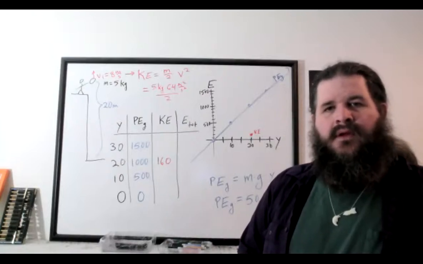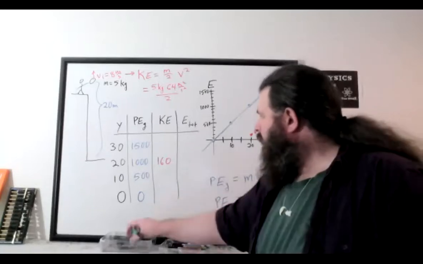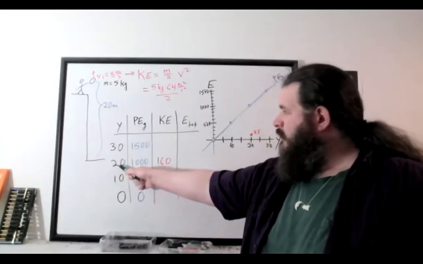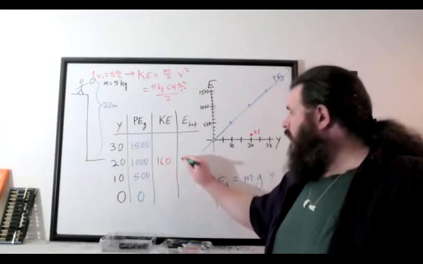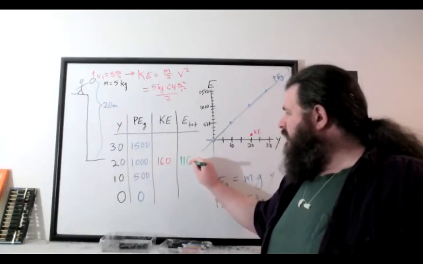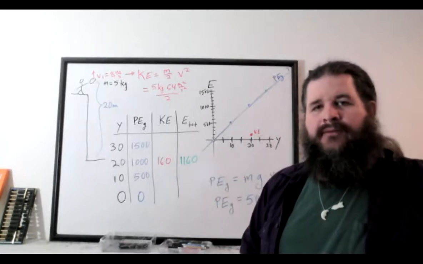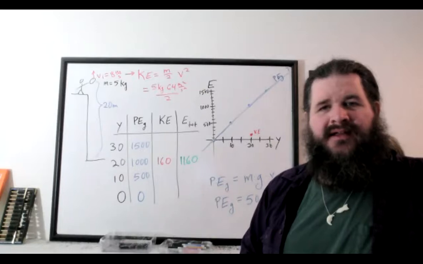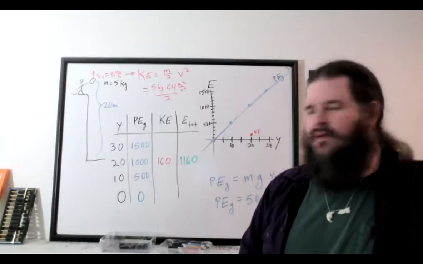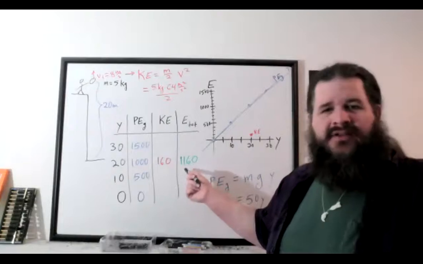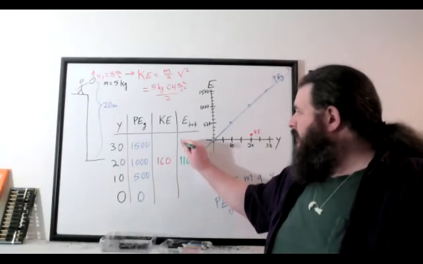Well, let's try it. We can find E total by just adding these together. So at location y equals 20, we add potential energy plus kinetic energy, 1000 plus 160. So we know that the total energy at that location is 1160 joules. And if we're assuming that this is a closed system, what does that tell us? But it's constant. Right, constant total energy. We should expect the total energy, if it's this value here, then the total energy is that same value everywhere.